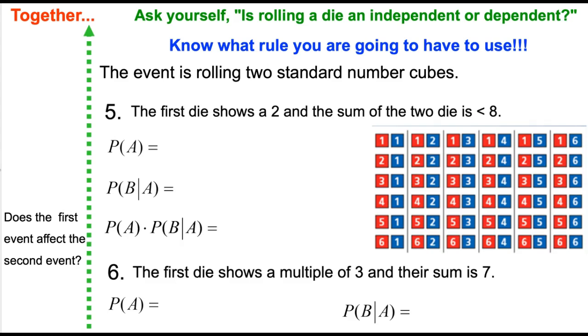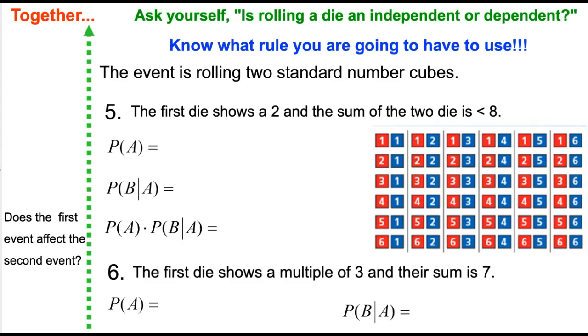So back to rolling dice, back to gambling and rolling dice, you guys. All right, here we go. You got to ask yourself, is it independent or dependent? So in this case, the event is rolling 2 standard numbered cubes. The first die shows a 2, and the sum of the 2 dice is less than 8. So if the first die is a 2, does that affect the probability of the sum being less than 8? Yeah, it does. So these are actually dependent.